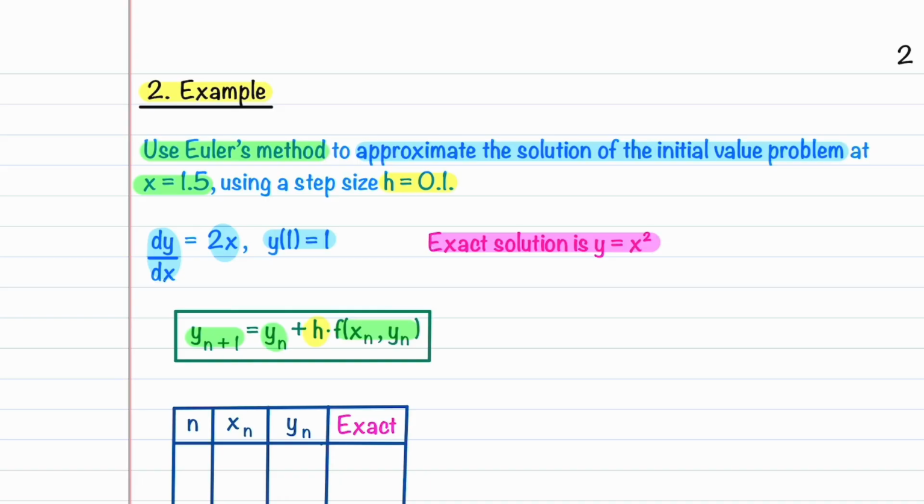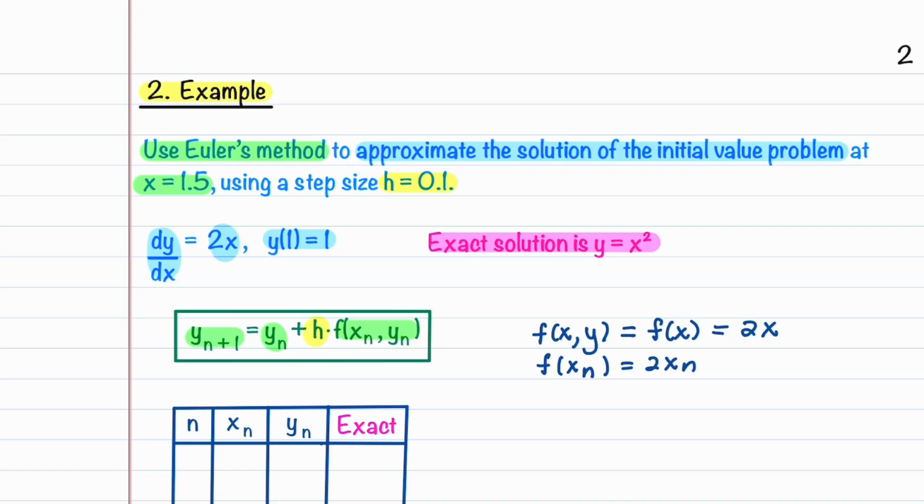So we're going to start by writing down what f of x, y is equal to. F of x, y, for the example that we've been given, is just f of x, and it is the right-hand side, which is equal to 2x. It's always whatever the derivative is equal to. We can then say that f of x sub n is equal to 2x sub n.